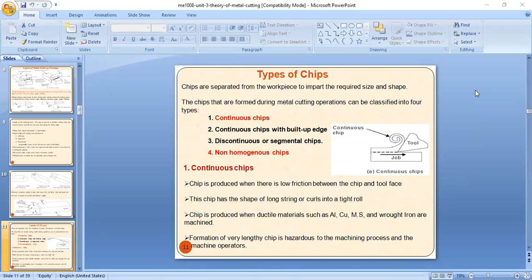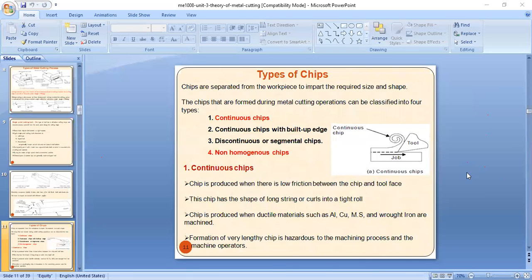So on the screen, this chip has the shape of a long string, just like a spiral. It will be smoothly flowing from the tool, and it will fall down like a tight roll. It curls. So chip is produced in the continuous chip with ductile materials such as aluminum, copper, mild steel, and wrought iron. You might have studied wrought iron, cast iron. Different amounts of carbon percentage are there in malleable iron, cast iron, wrought iron in metallurgy and material science.